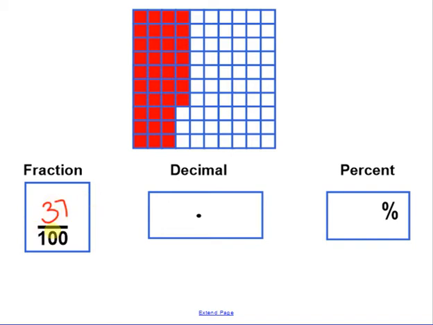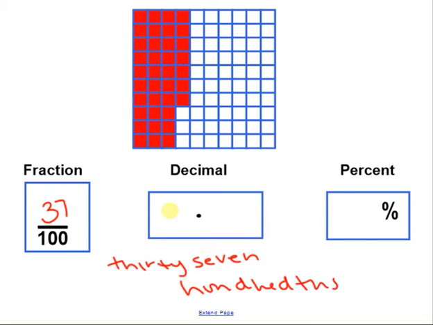Now, how do you make this a decimal? Well, how do you say this in word form? You should say 37 hundredths, which would give you 0.37. Then, let's make it a percent. You would take it and you would move the decimal 2 spots, which would give you 37%.